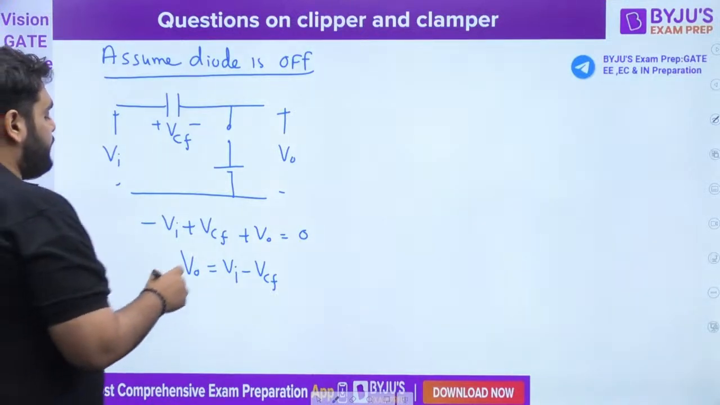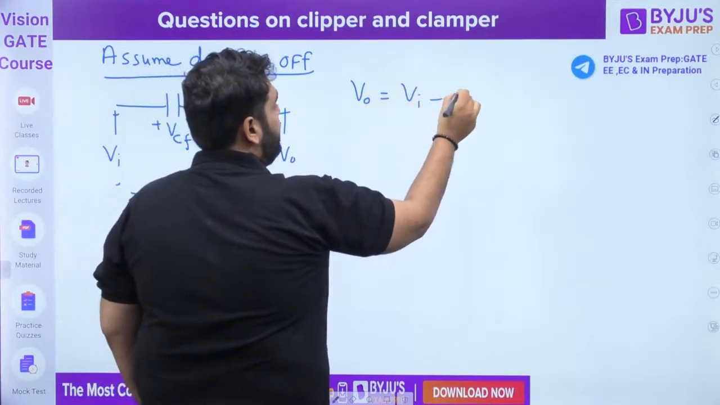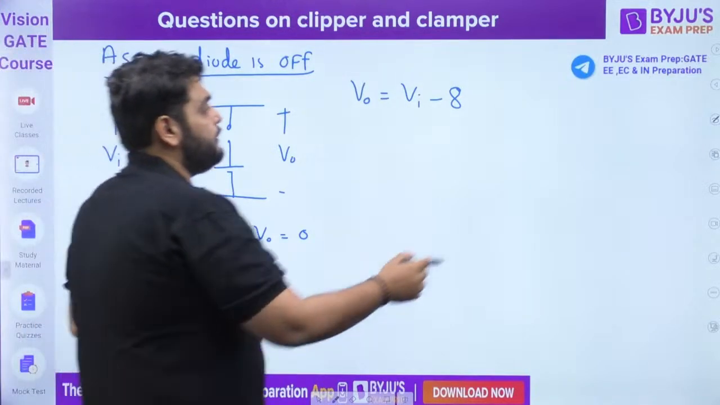Okay. Now what is the input voltage? Now what is the VCF? VCF is equal to 8 volt. Let me check. VCF is equal to 8 volt.